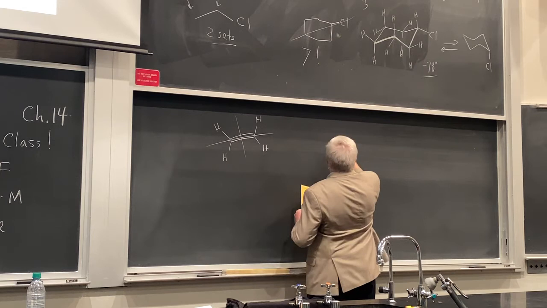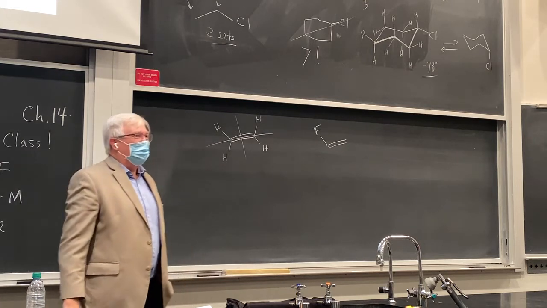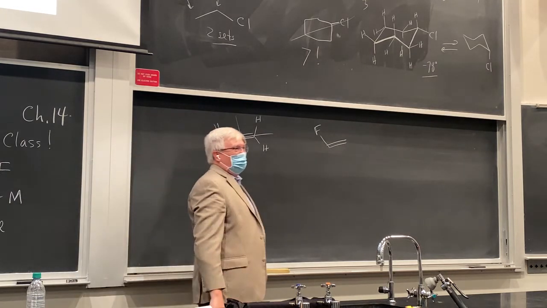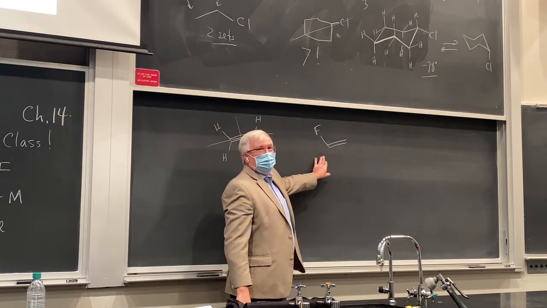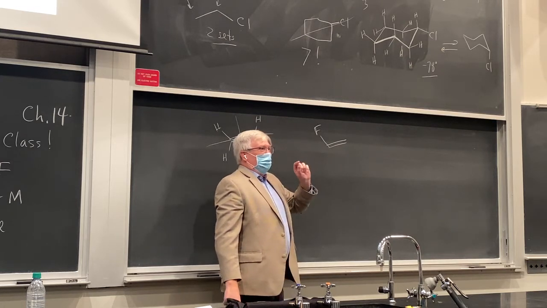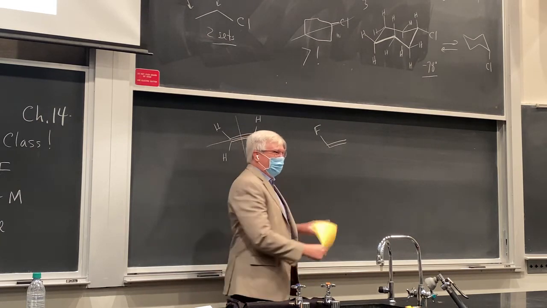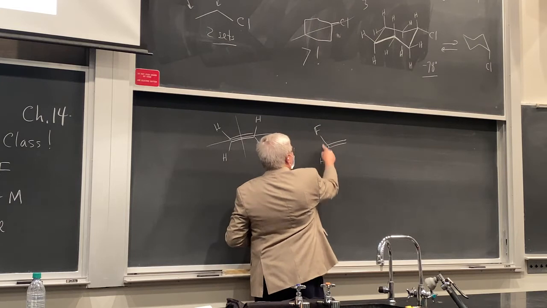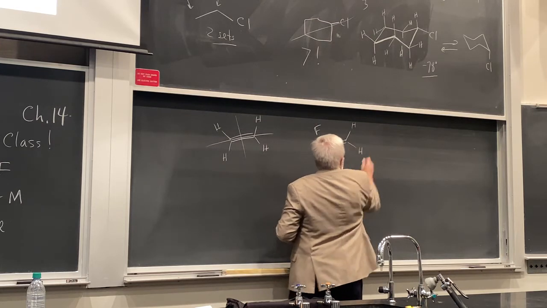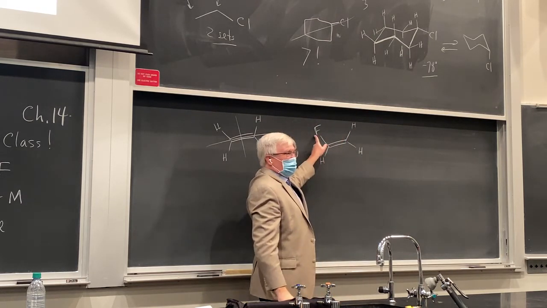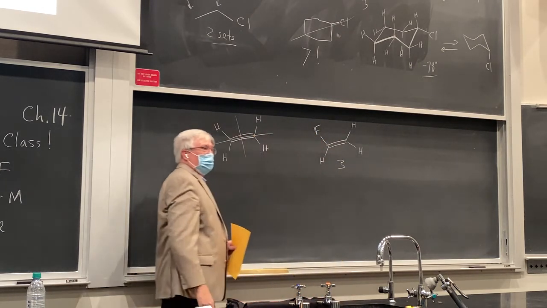How about this one? Fluoroethylene. How many non-equivalent sets now? Remember, a set can have 1 hydrogen in it, or 2 or 3 or 6 or 9. How many total non-equivalent sets here? How many signals will we see in the proton NMR? Be brave. 2? Anybody have another idea? I'm going to argue for 3. This one's distinct, right? Because it's on the same carbon as the fluorine. And then what about this one versus this one? Notice this one is cis to it, and this one is trans to it. So you actually have 3 signals, 3 sets.